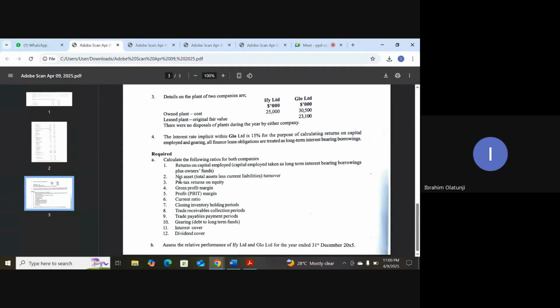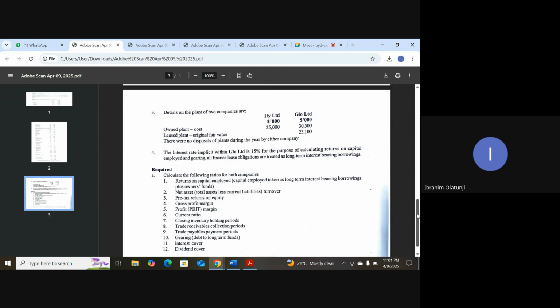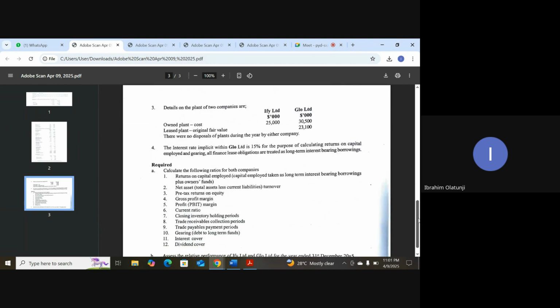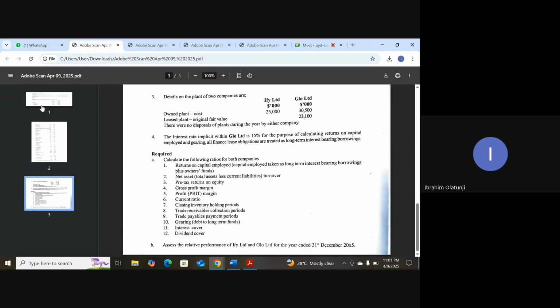Then they want you to also calculate net asset turnover, pre-tax return on equipment, gross profit margin, profit before interest and tax margin, current ratio, and so on like that. Then you now assess the relative performance of the two companies. So you have to assess them, which one is doing better among the two of them. It's based on the ratios that you computed for the two of them. Then you now use it to analyze their performance. Are we good to go? Yes, sir.